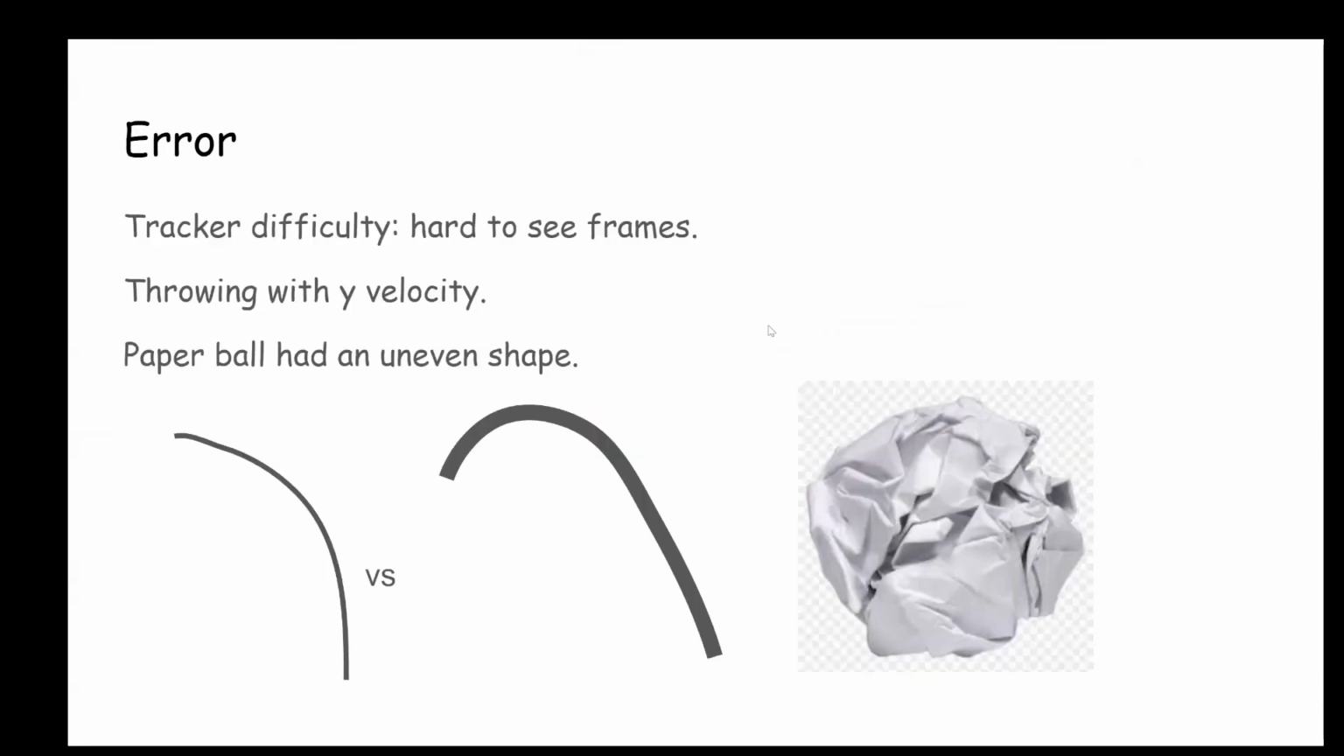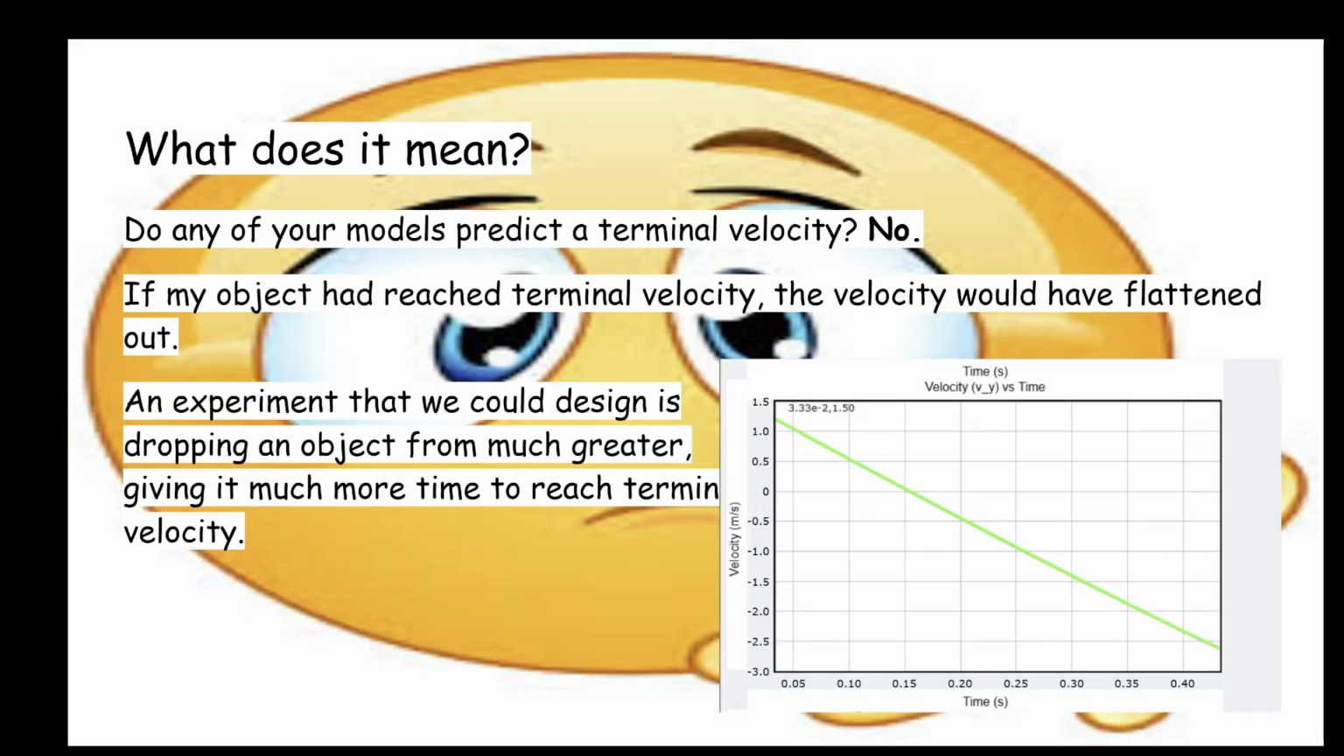So error. Tracker difficulty, it was hard to see the frames, and throwing with y velocity, that was what I was just talking about, how we threw it up a little bit. If I was to do it again, just throw it completely horizontal, that way gravity can start doing its thing, and it'll start accelerating down eventually instead of having to accelerate up and then accelerate back down. Also, the paper ball had an uneven shape. This affects the drag.